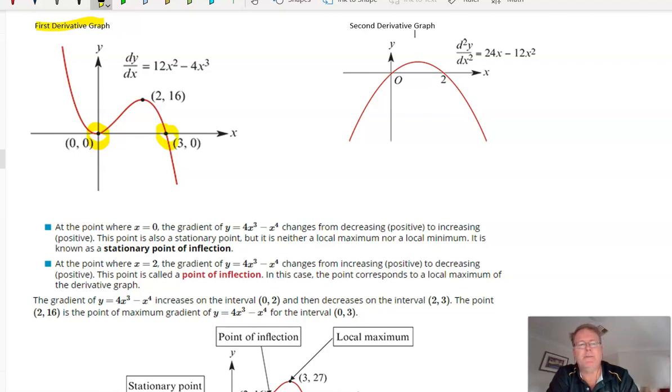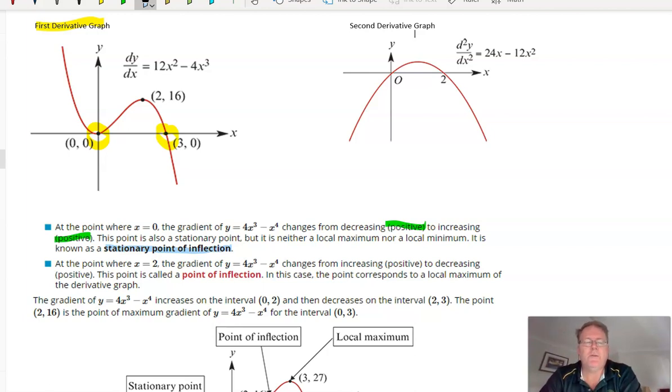So let's have a look at what the statement says. At the point where x equals 0, the gradient changes from decreasing, positive, to increasing, positive. So the key word there is they are both positive. Now because this is also a stationary point, but it's not a maximum and it's not a minimum, we call it a stationary point of inflection. So notice there's a new term in there, and that's what we need to be able to identify.